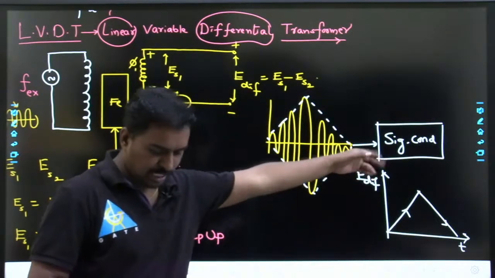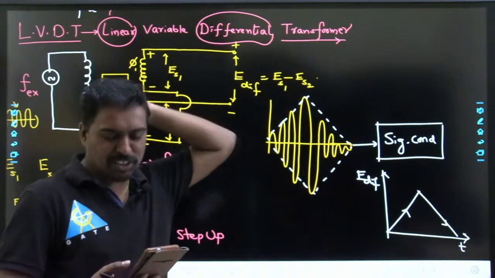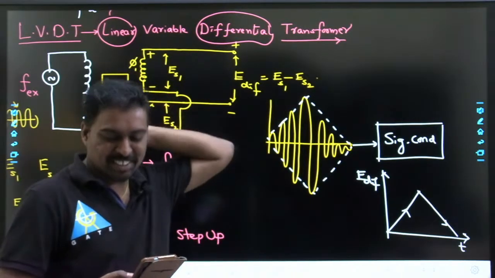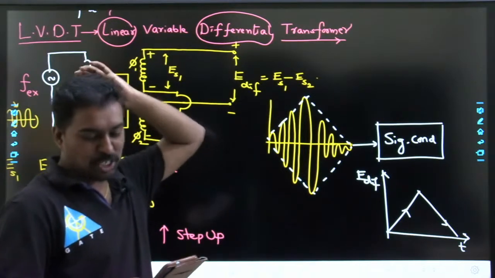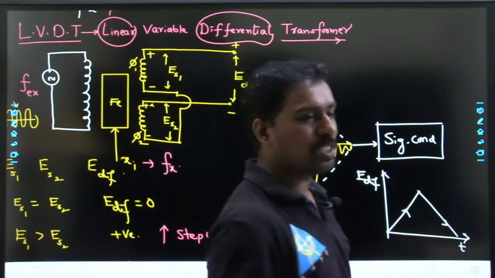Signal conditioning circuitry. Hi Sharma ji, good morning. How are you, man? Abhi kaisa ho? Are you in journey today also?